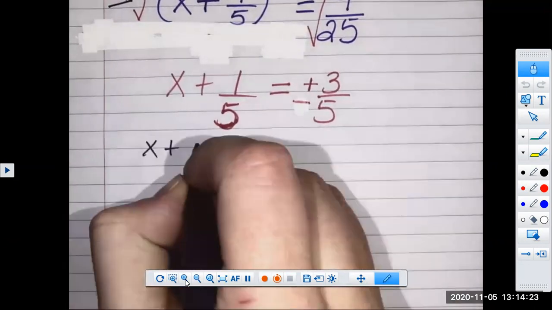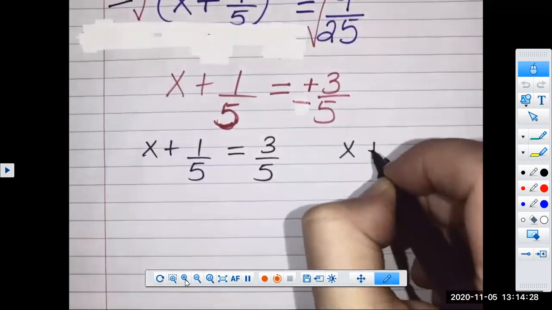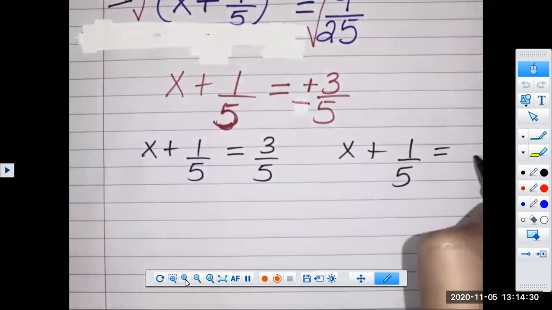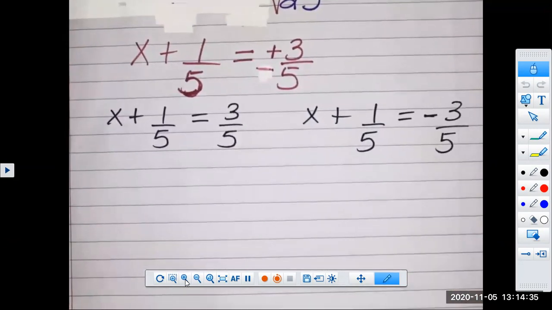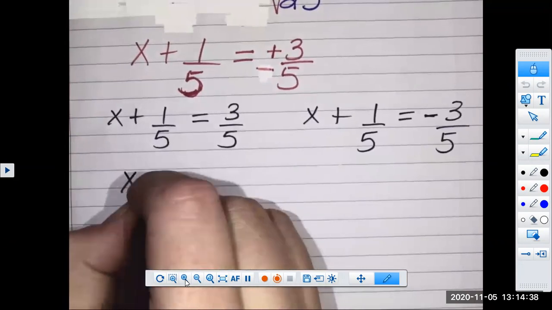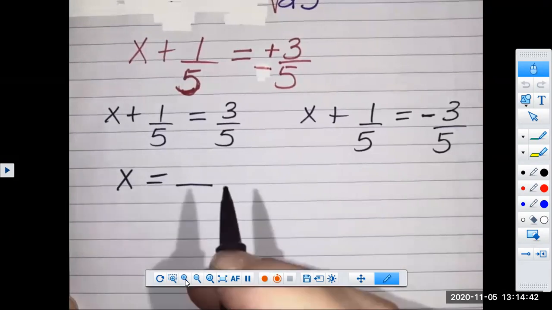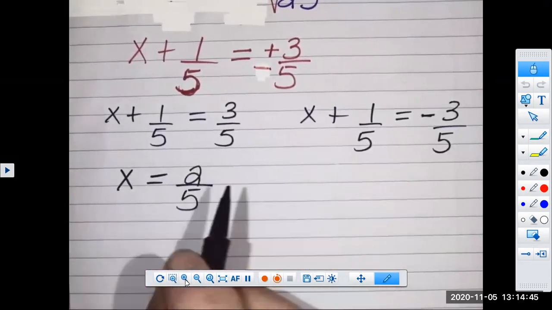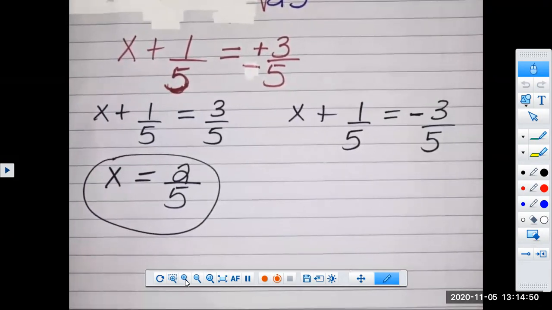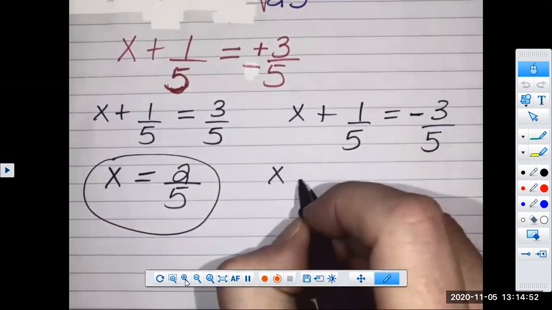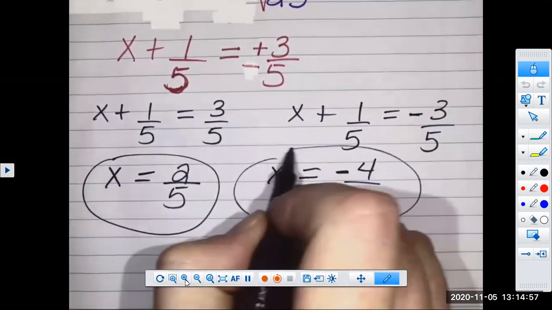So one of your answers is x plus 1/5 equals 3/5 when you solve. x plus 1/5 equals negative 3/5. When you subtract 1/5 from 3/5, one of your solutions is 2/5. When we subtract 1/5 from negative 3/5, negative 4/5.